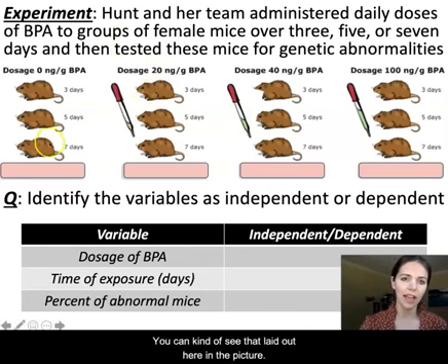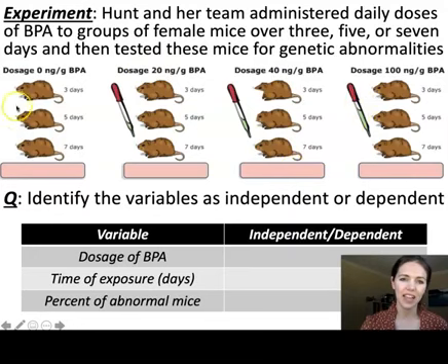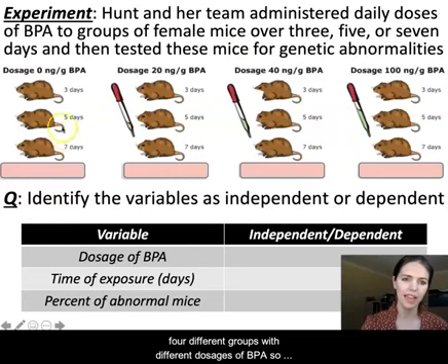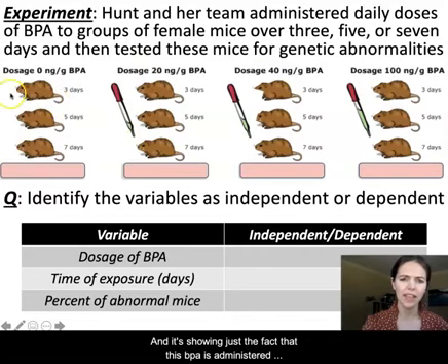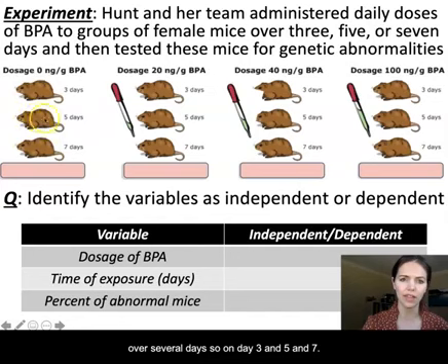Okay, so you can kind of see that laid out here in the picture. Each column is a different group, so 4 different groups, with different dosages of BPA. So this group has 0 BPA. This is 20, 40, and 100. And then it's showing just the fact that this BPA is administered over several days. So on day 3, day 5, and day 7.